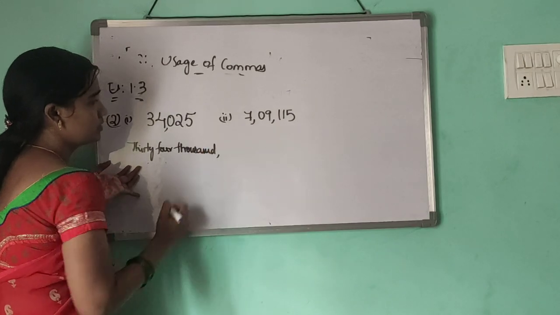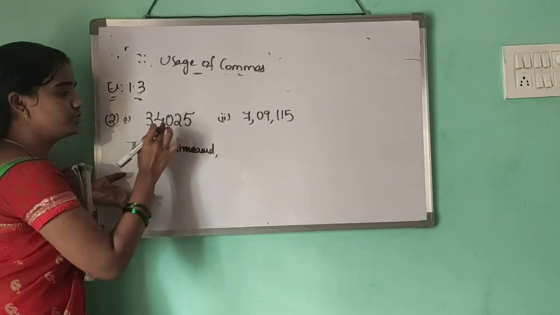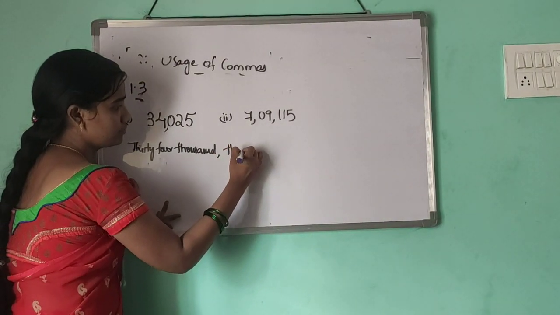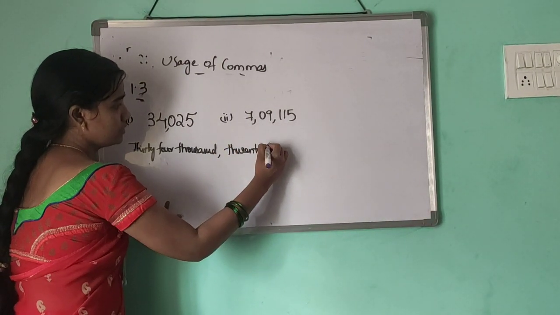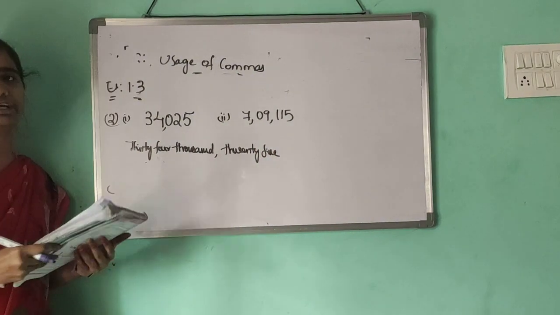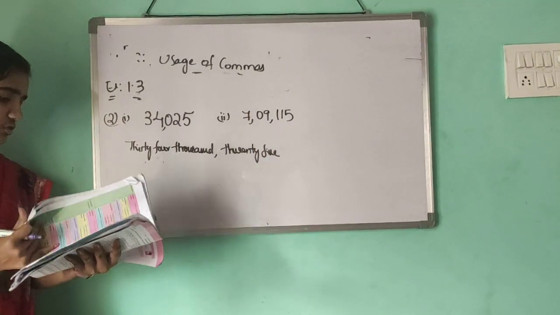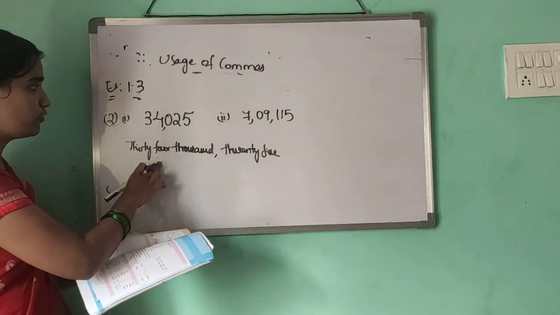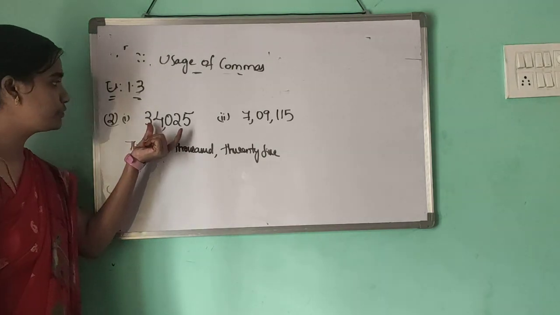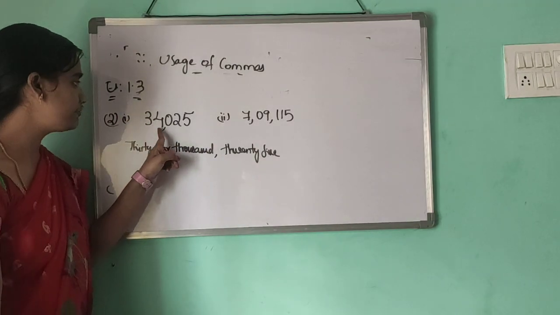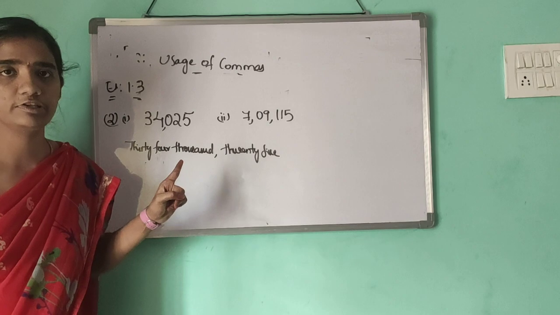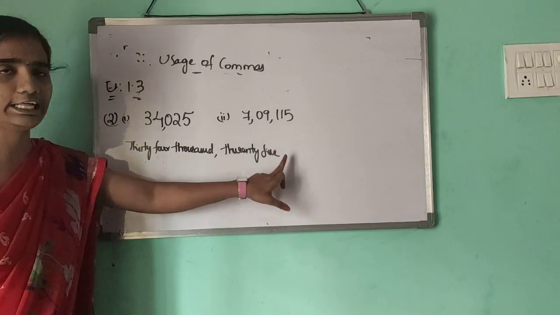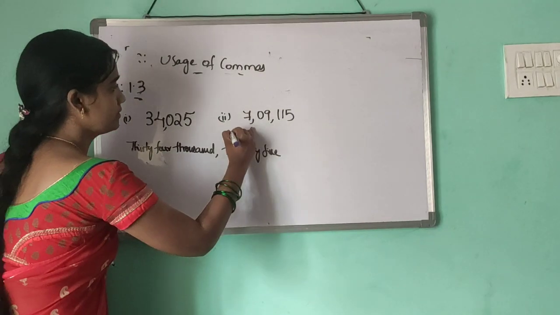You can write 34,000. 0 is not counted. So 25 means 20 and 5: 34,025. Here, observe clearly, there are 5 digits. 3 4 is 34, that means the thousands place. So 34,025.